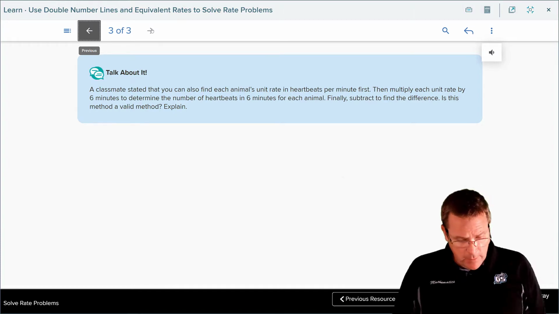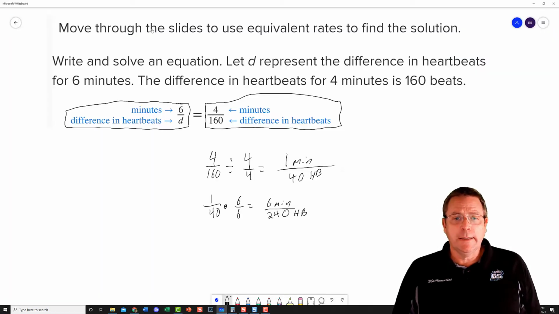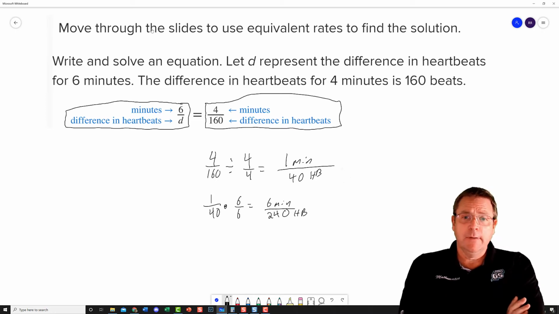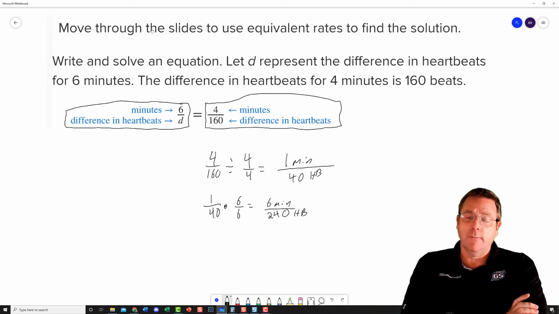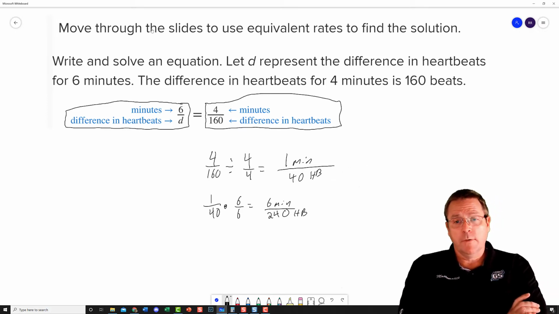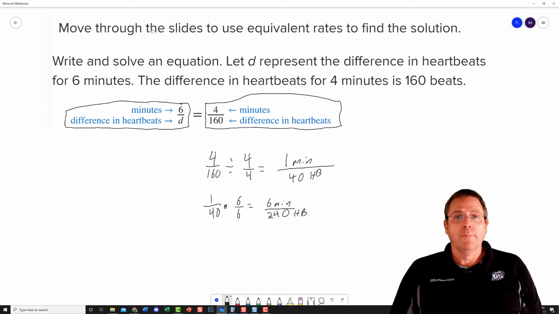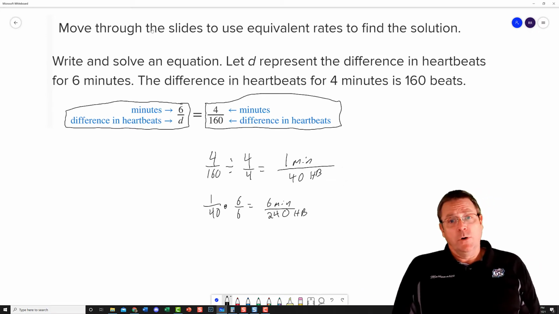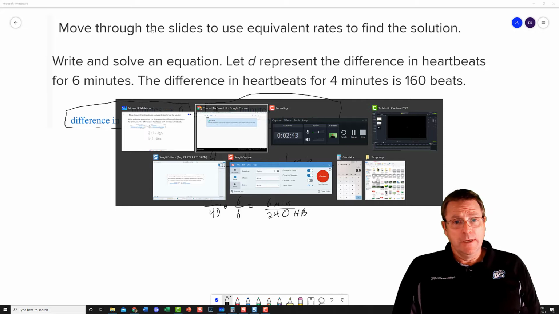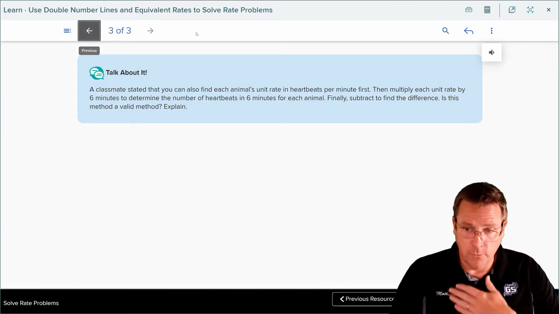Is this method valid? Well, it's very similar to what I did, because I did find the unit rate. Granted, it's upside down, but I did find the unit rate 40 heartbeats in 1 minute, and then I multiplied that by the 6 over 6 to find the same 240 that we looked at earlier. They're saying to do that for each individual animal and then find the difference. That would work too, but it would be a fair piece more work that you'd have to keep up with.